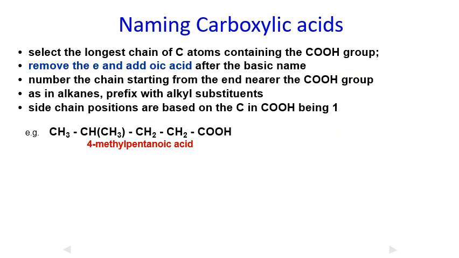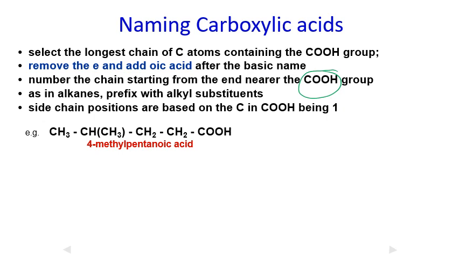So in terms of naming carboxylic acids, you select the longest chain of carbon atoms containing the COOH group, remove the e and add -oic acid after the basic name. So instead of propane, you'd remove the e and make it propanoic acid. And the chain starts with the end nearer to the COOH group, so this takes priority. As in alkanes, you also have a prefix with the alkyl substituents. Side chain positions are based on the carbon of COOH being 1. So the acid basically takes priority.